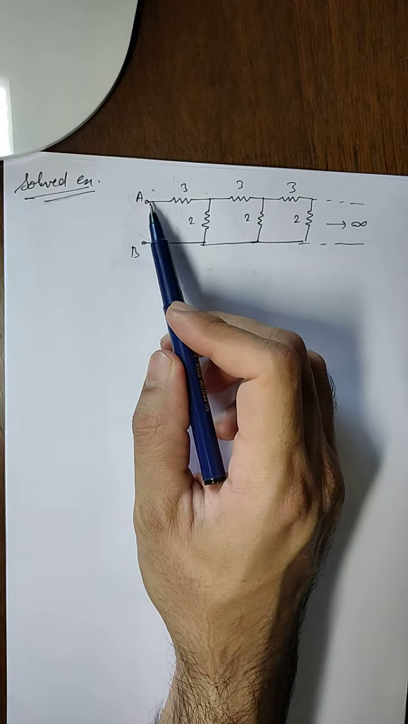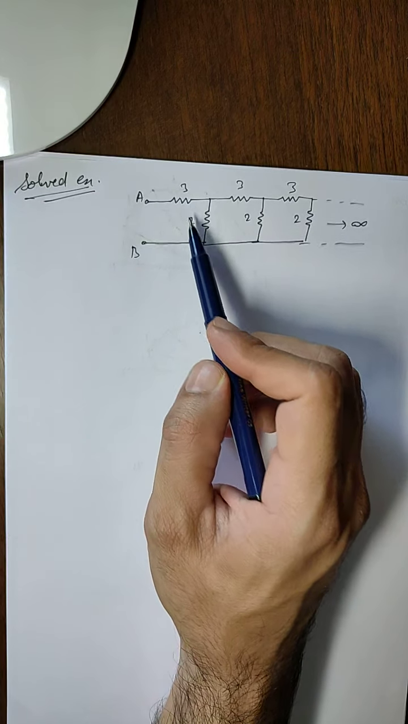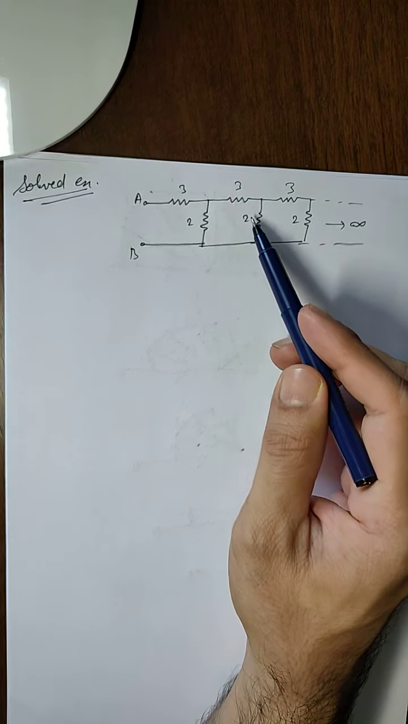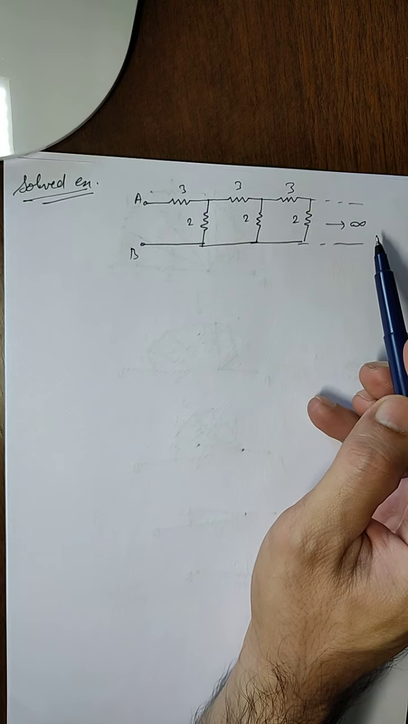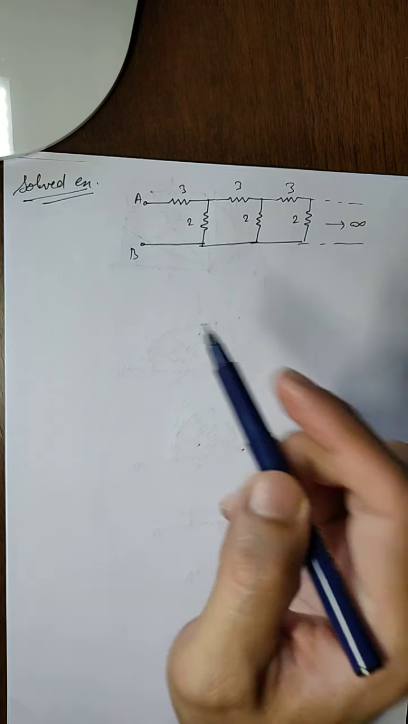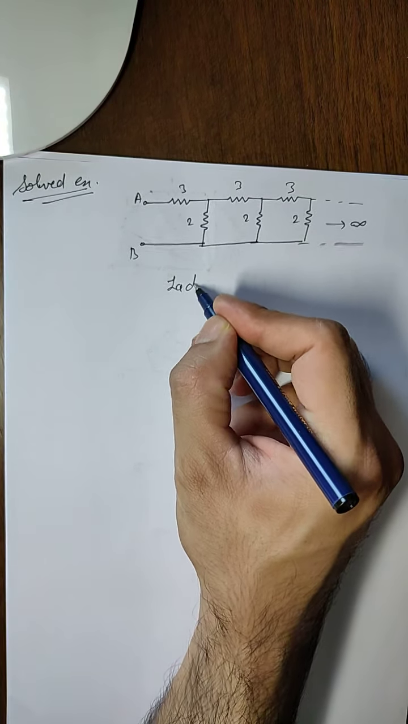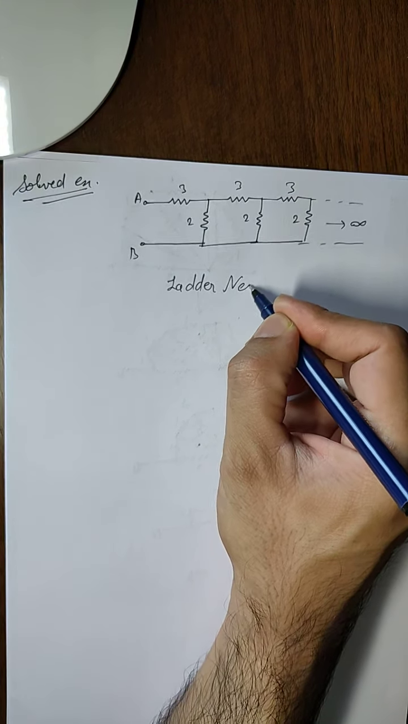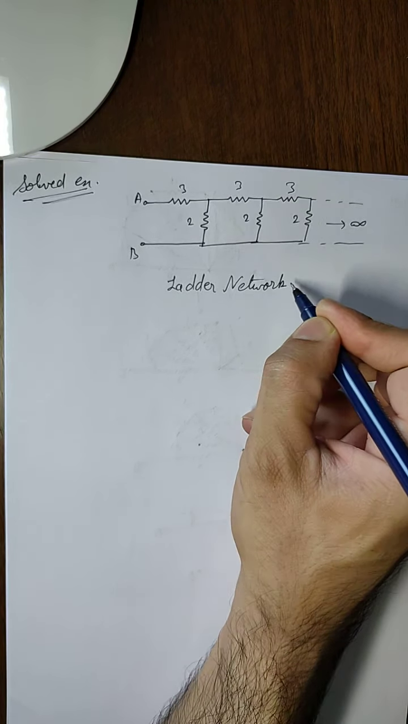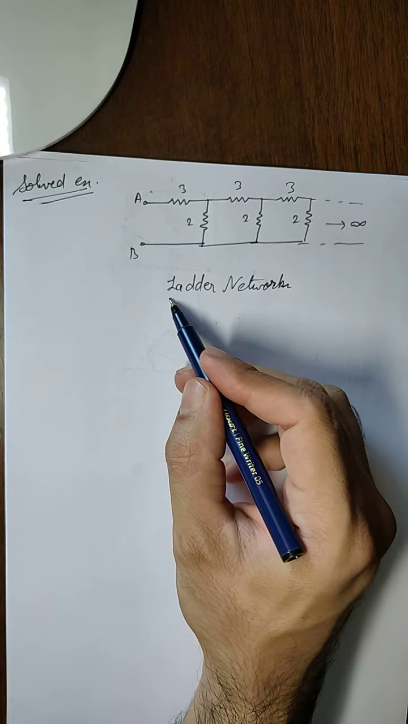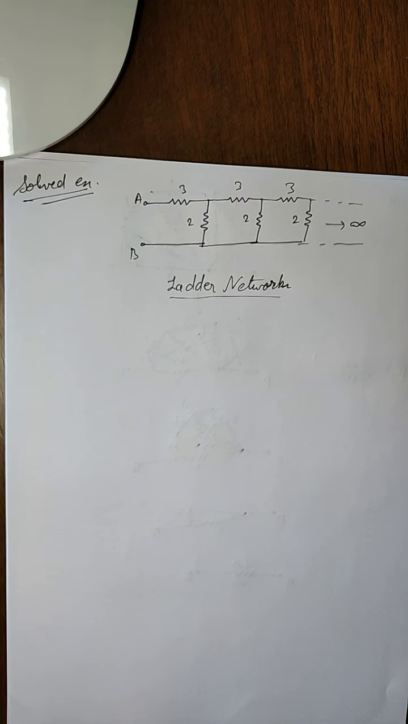In this question, this combination is given to us in which between terminals A and B there are 3 ohm and 2 ohm resistors, and this pattern is repeating itself till infinite number of times. So there are such kind of networks, they are called ladder networks, and one such example we also did in the topic of capacitors, to find the equivalent capacitance. So you are going to apply the same logic here.